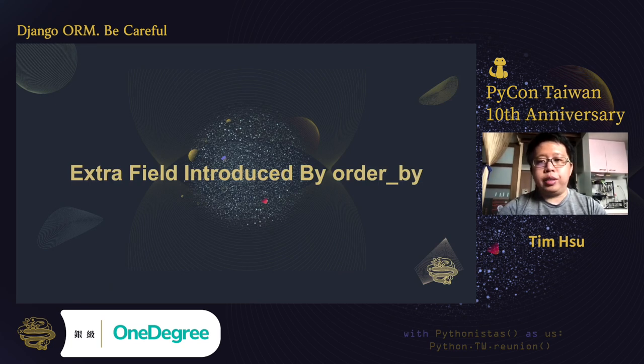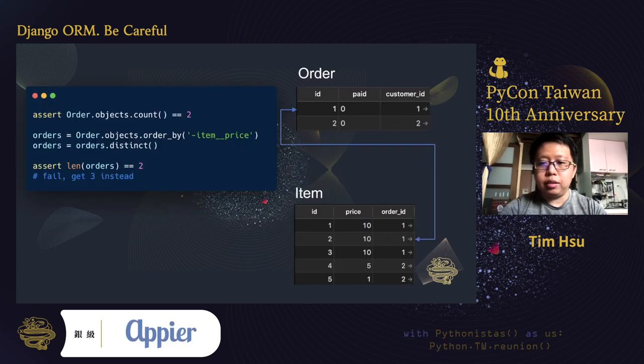The next problem I will show is the order by problem. Order by will add extra fields in the selection and group by. This bug is hard to discover. Now, we start to demo a bug introduced by order by.